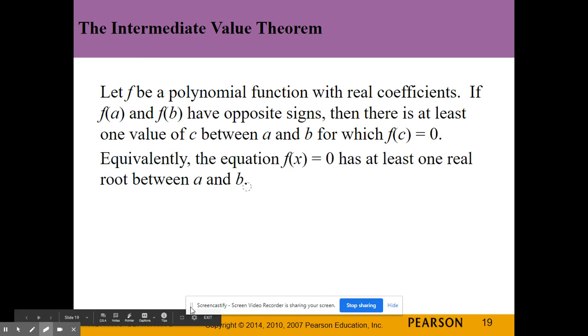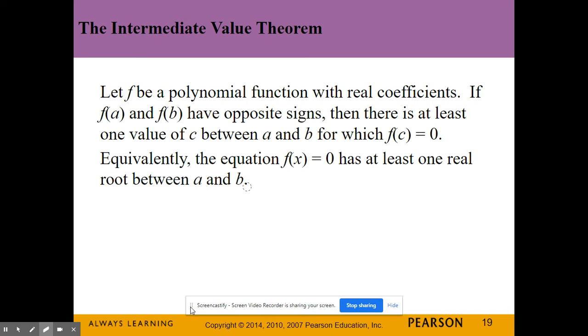The intermediate value theorem. This is going to sound way more complicated than it really is. It says let f be a polynomial function with real coefficients. If f of a and f of b have opposite signs, then there is at least one value of c between a and b for which f of c equals 0. Equivalently, the equation f of x equals 0 has at least one real root between a and b.